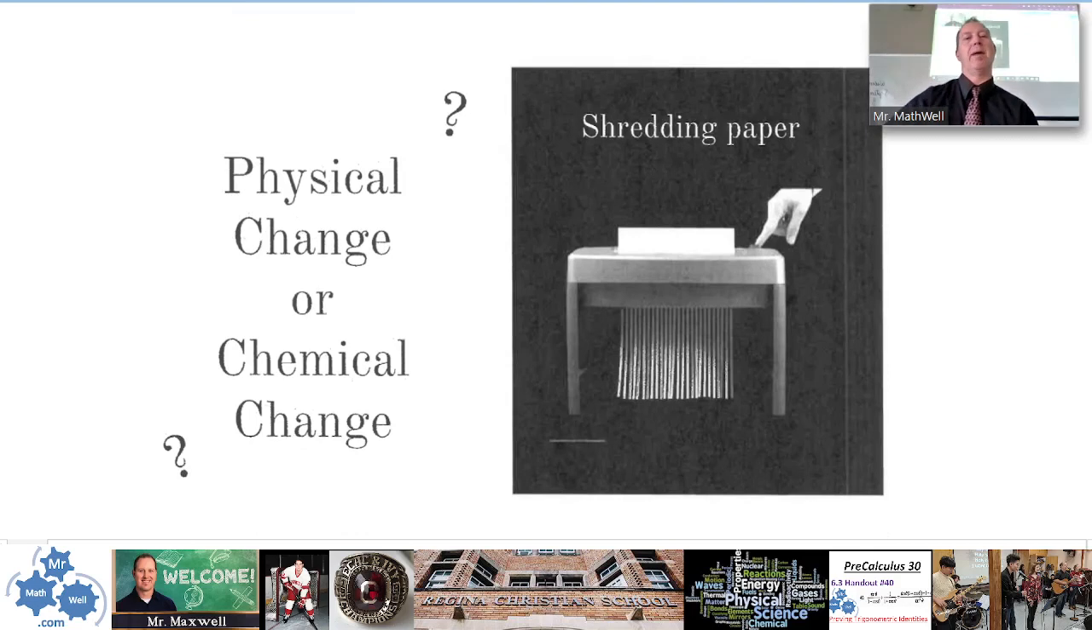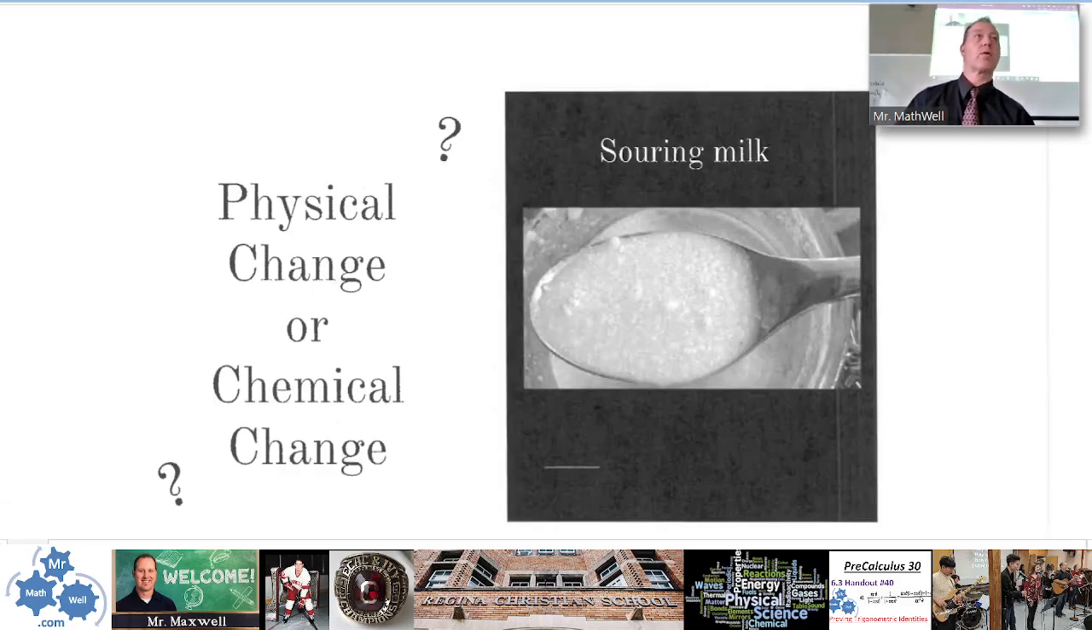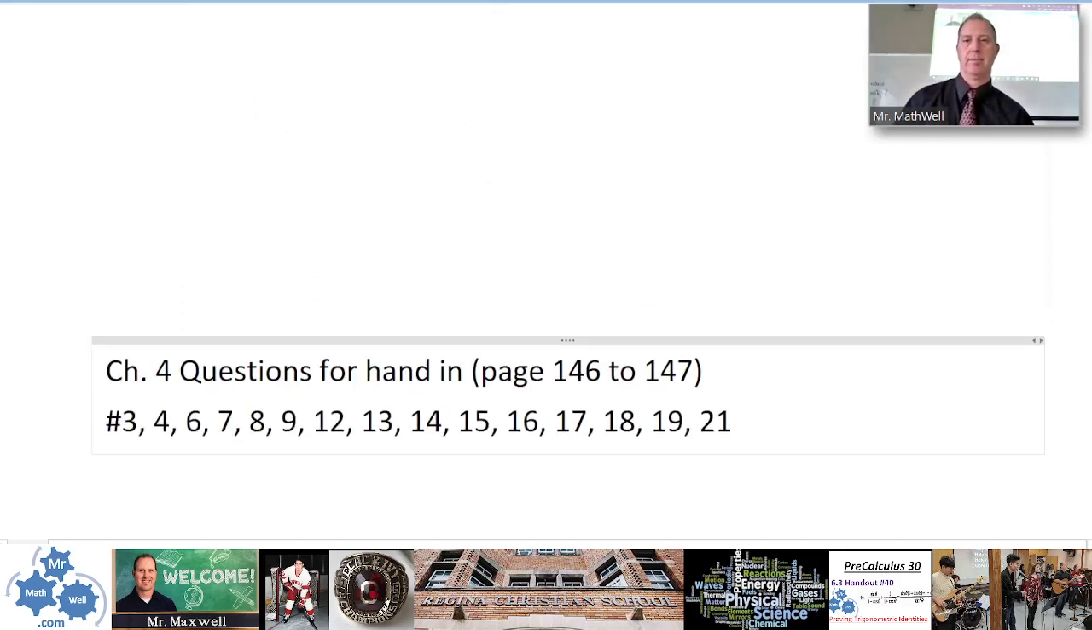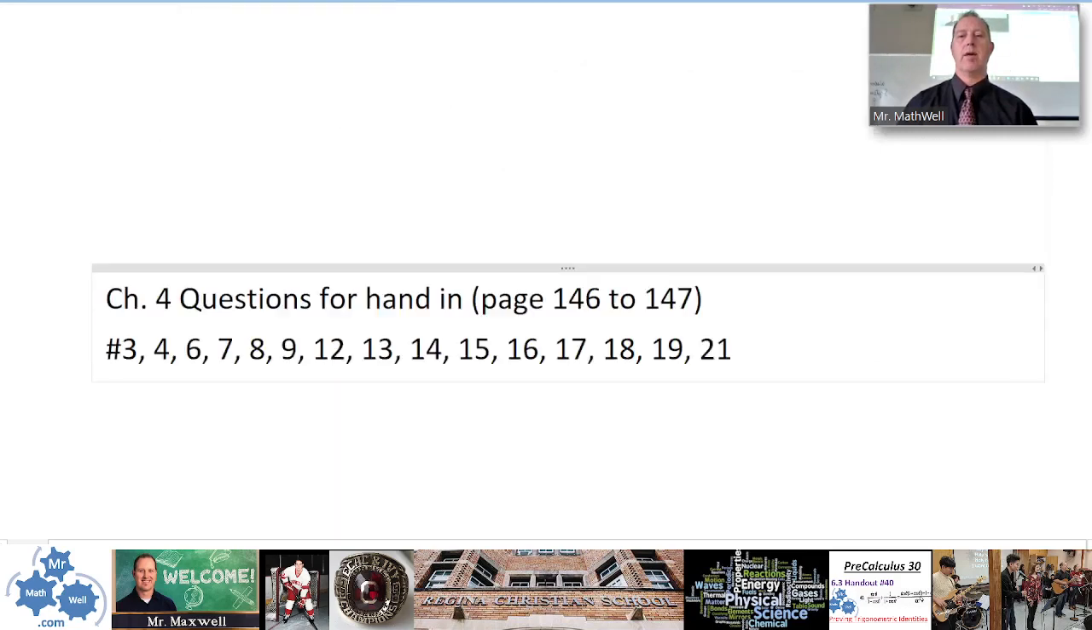Okay, what about shredding paper? Physical. Yeah, we're just cutting the paper up into pieces. The paper that goes in is really the same substance as what comes out. It's just in a different form. What about souring milk? We talked about that. Yeah, chemical change. We've definitely got some new stuff in there that's not good. Didn't you say also kind of physical change because of the chunks? That would be important. Yeah, the main change in the souring of the milk would be chemical. Yeah, for sure. All right.